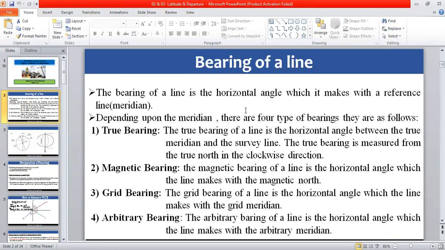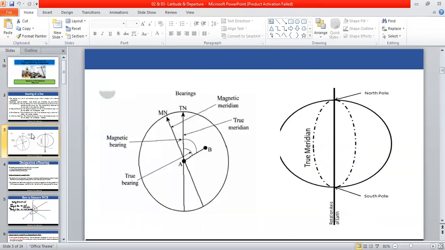That line is called meridian. So basically we choose our reference line, and the angle from that meridian or reference line is called the bearing. And depending upon the meridian, the bearings are classified into four types. The first one is true bearing. So let us see the figure here.